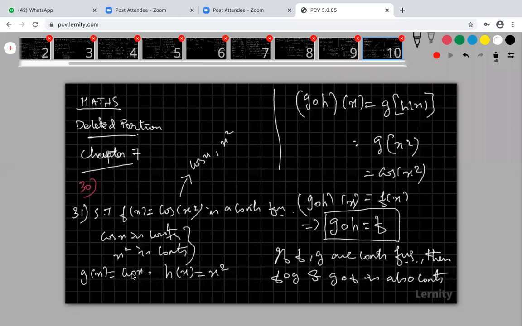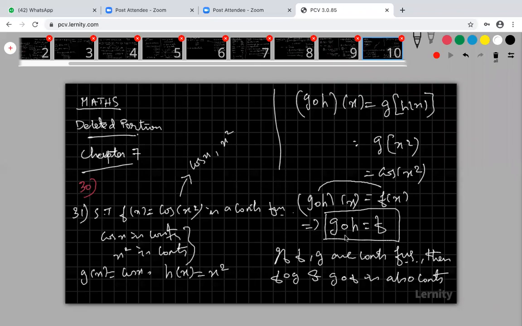But the question is whether f, cos of x square, is continuous. This cos of x square is nothing but the composition of these two functions, cos x and x square. So look at that. I am taking g of x as cos x, and h of x as x square. Find g composition h of x. So g of h of x. My h of x is x square. G of x is cos x, so g of x square is cos of x square. This cos of x square is nothing but f of x. So from these two, I can easily find out g composition h is equal to f.